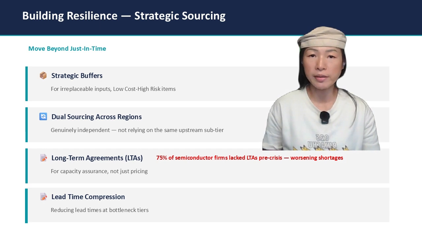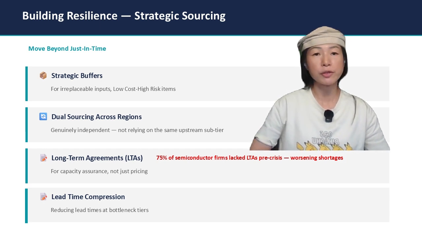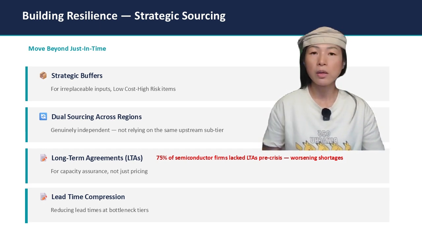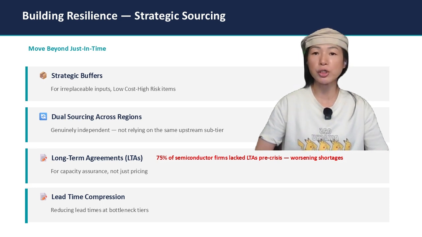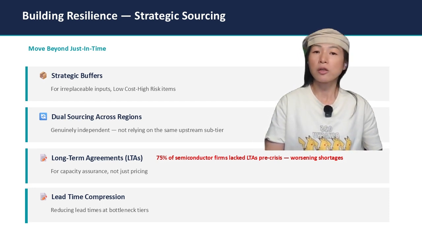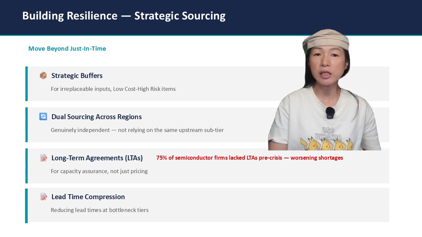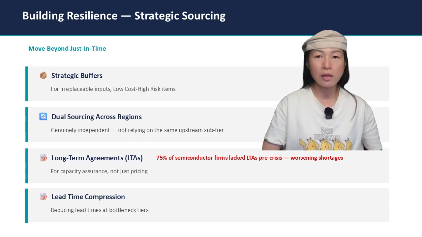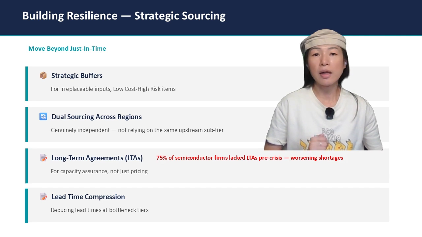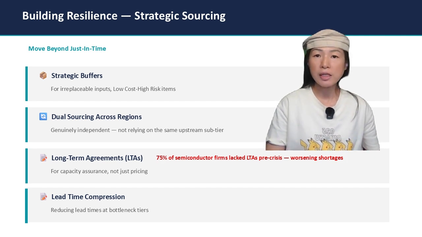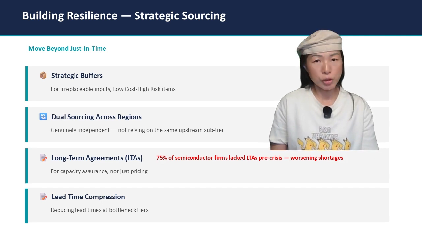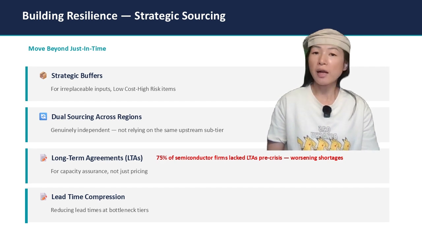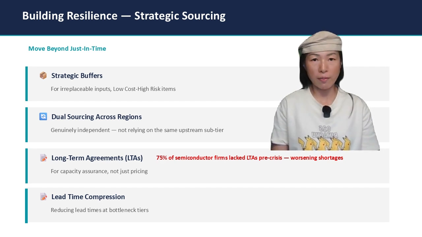COVID-19 and geopolitics expose the fragility of just-in-time in semiconductors. Resilience requires 4 strategic sourcing shifts. First, strategic buffers for truly irreplaceable inputs. You cannot dual source EUV optics overnight, so holding strategic inventory is essential. For low-cost, high-risk items like a 2-cent connector, holding 6 to 12 months of inventory is a cheap insurance policy. Analyze the cost of carry versus the cost of stoppage.